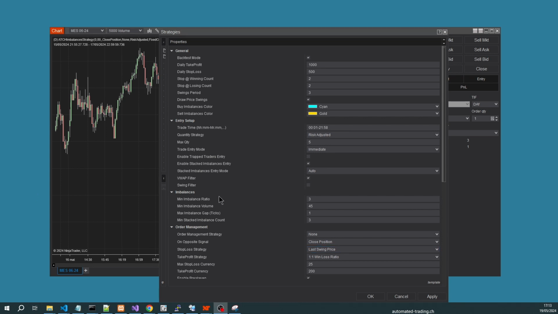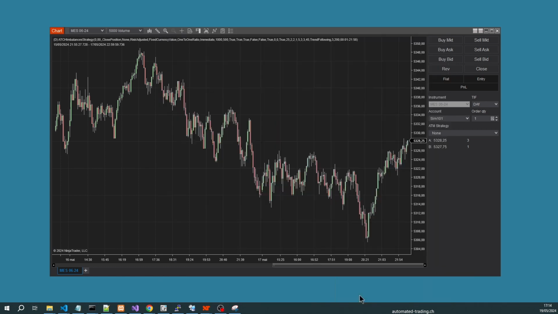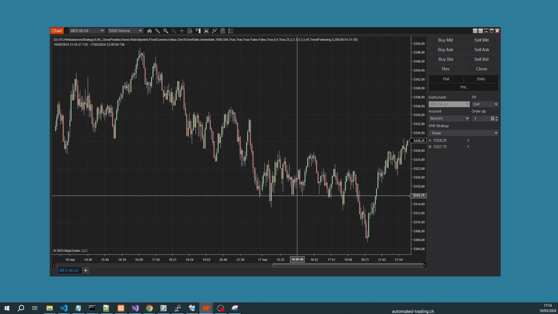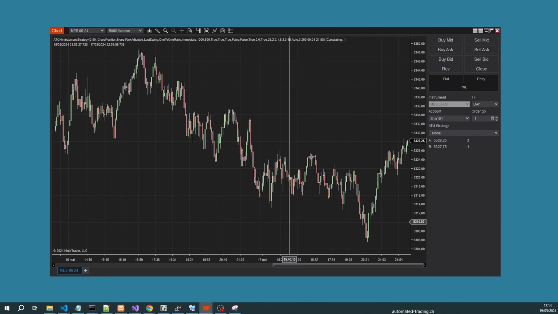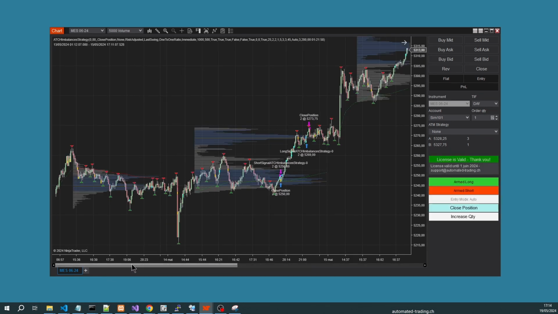Okay, so I will explain now the auto entry mode of the stacked imbalance entry setup. So if you select auto as your entry mode, the strategy will try to analyze the price movement and set the according entry mode, either a trend or a reversal mode, automatically. And I will explain to you what is the algorithm behind this. It is a very simple algorithm.